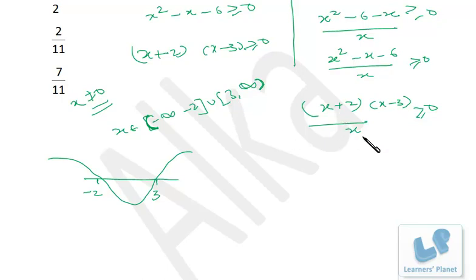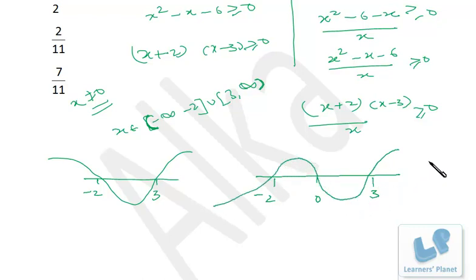And if this is the inequality, what will be the answer? Just listen to me carefully. It is minus 2, 0 and 3, because we are putting 0 for this x. Because 0 is also a zero of this expression. Now if you draw the curve over here, this curve will be obtained.